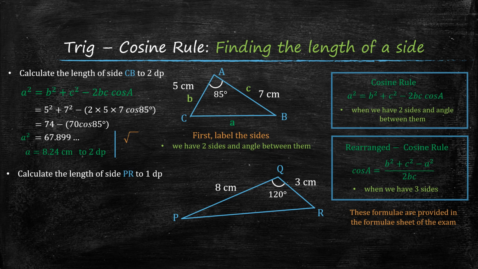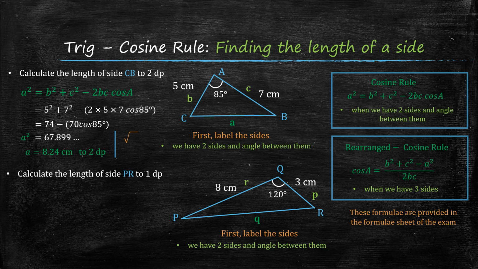Okay, in our second example, we're asked to calculate the length of side PR to one decimal place. We are given PQ as 8 centimeters, QR as 3 centimeters, and angle PQR is 120 degrees. So again, first we label the sides. P is opposite point P, we have R, and we have Q. And Q is the side that we want to find.